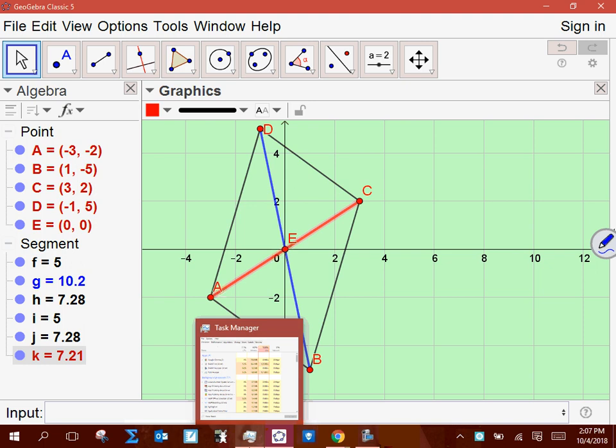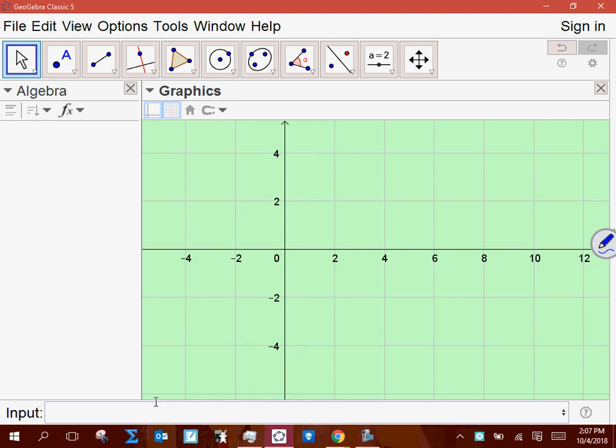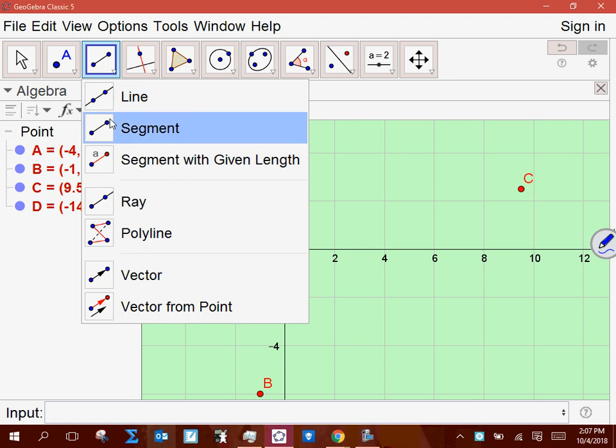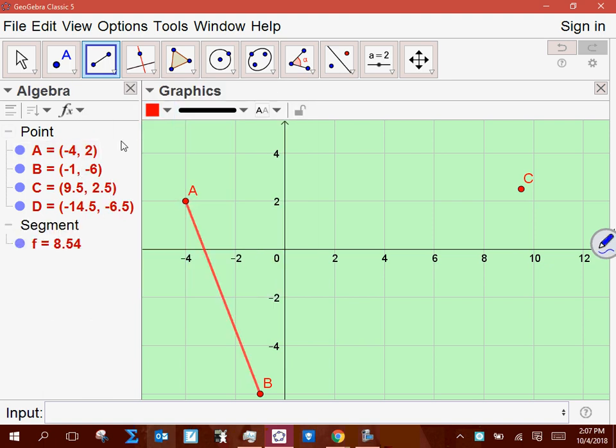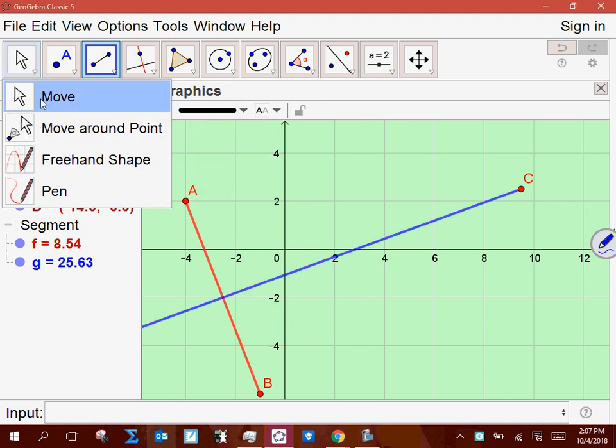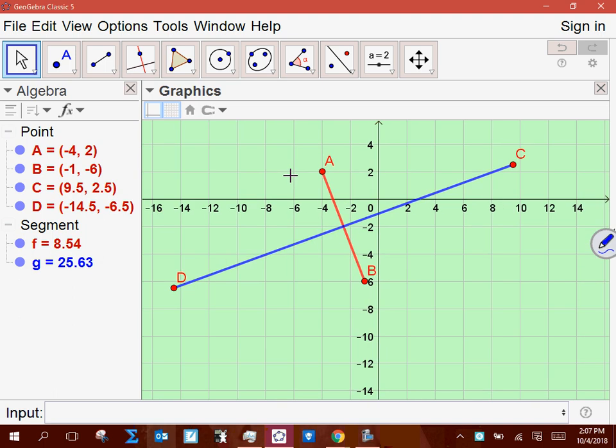If I were to give you another image, let's say I give you A at -4, 2, and B at -1, -6. Then I give you C at 9.5, 2.5, and D at -14.5, -6.5. I'll connect these again like I did previously: A and B, connect those, and then C and D, connect those. Make one of them blue. So I get those two segments.